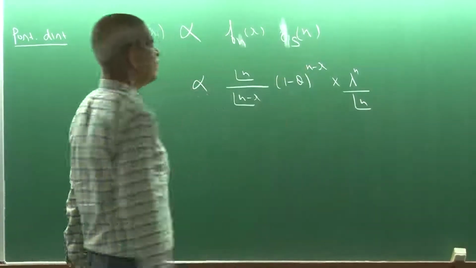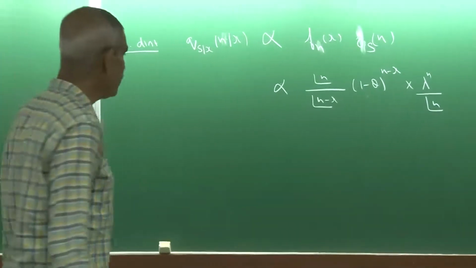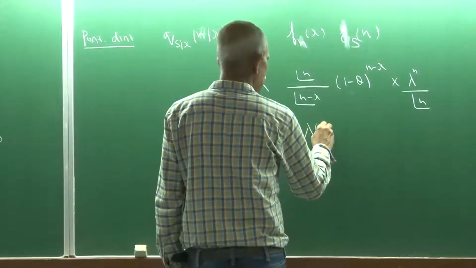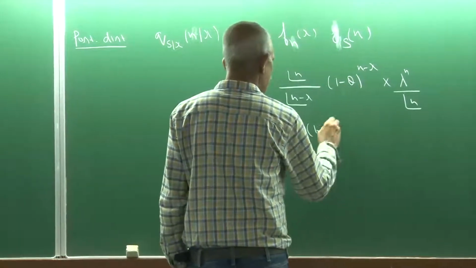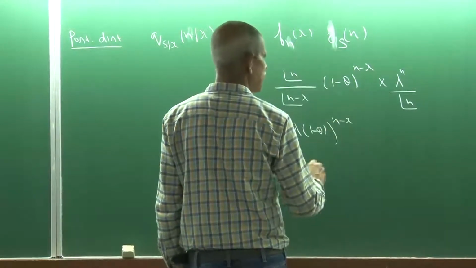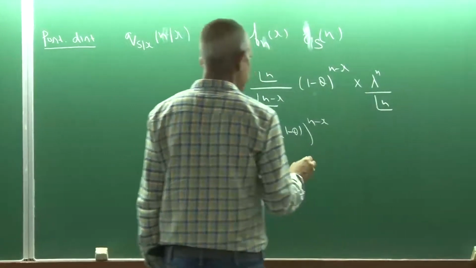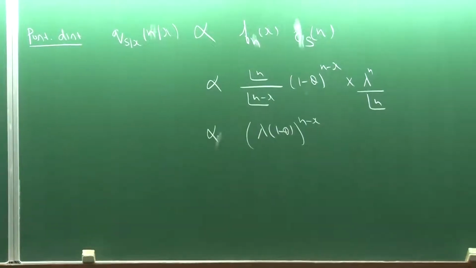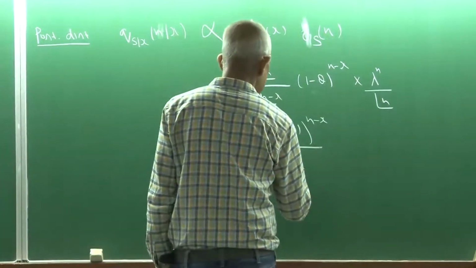In fact, here I can forget about (1 minus theta) to the power minus x also, because that is also a constant. It does not depend on n. So this becomes proportional to lambda into (1 minus theta) to the power n. In fact, I can put n minus x, doesn't matter, because here I can put lambda to the power n minus x into lambda to the power x. And lambda to the power x gets absorbed into the proportionality constant because lambda to the power x does not depend on n, over factorial n minus x.